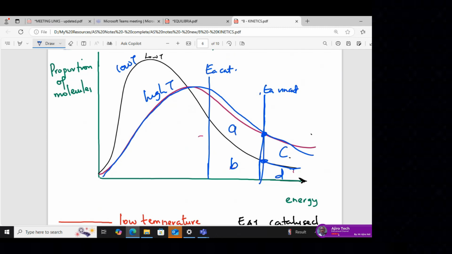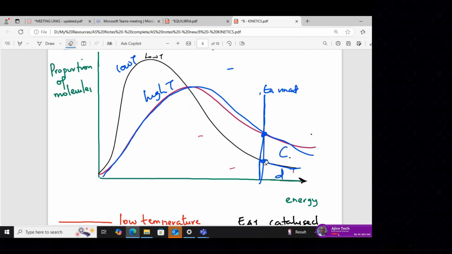Now, why was there an increase in rate of reaction when you increase temperature? First, let's remove temperature and use catalyst now. Why was there an increase when you use catalyst? Catalyst moves the EA line backward. Therefore, the proportion of molecules whose energy is now greater than EA will increase. Am I right? And therefore rate increases.